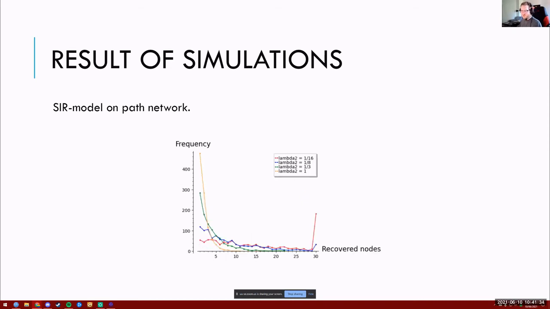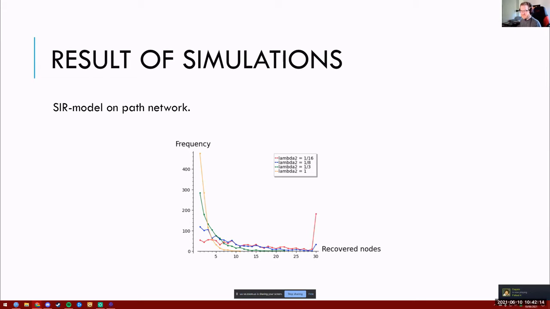So on the path network, it looks somewhat similar. When lambda 2 is 1/16, then we have a big bump at the 30 recovered nodes, which means that it is the most common ending for simulations of SIR on the path network. It is unlikely to have recovery events before everyone is infected.